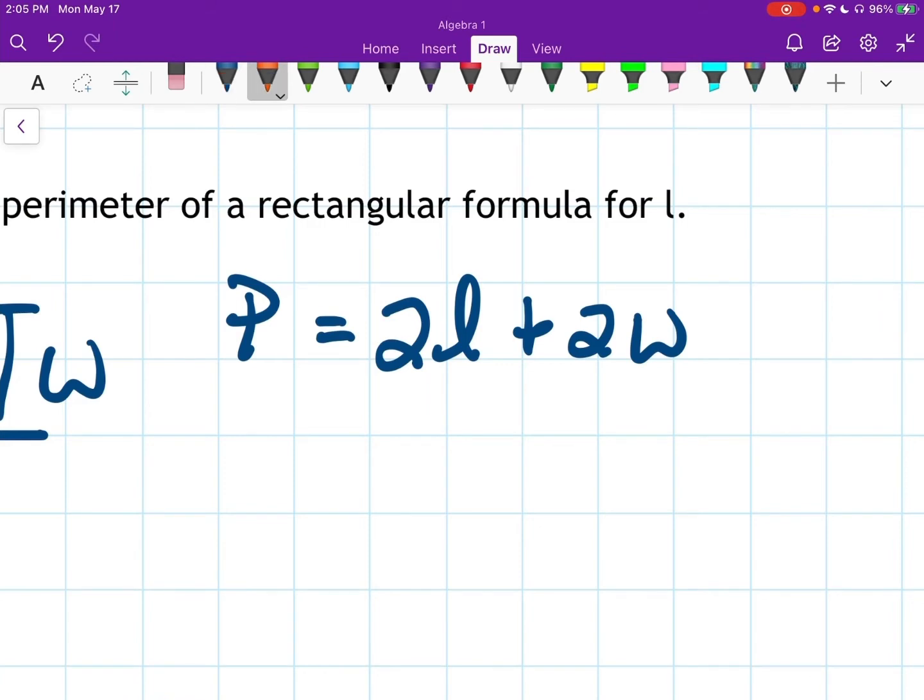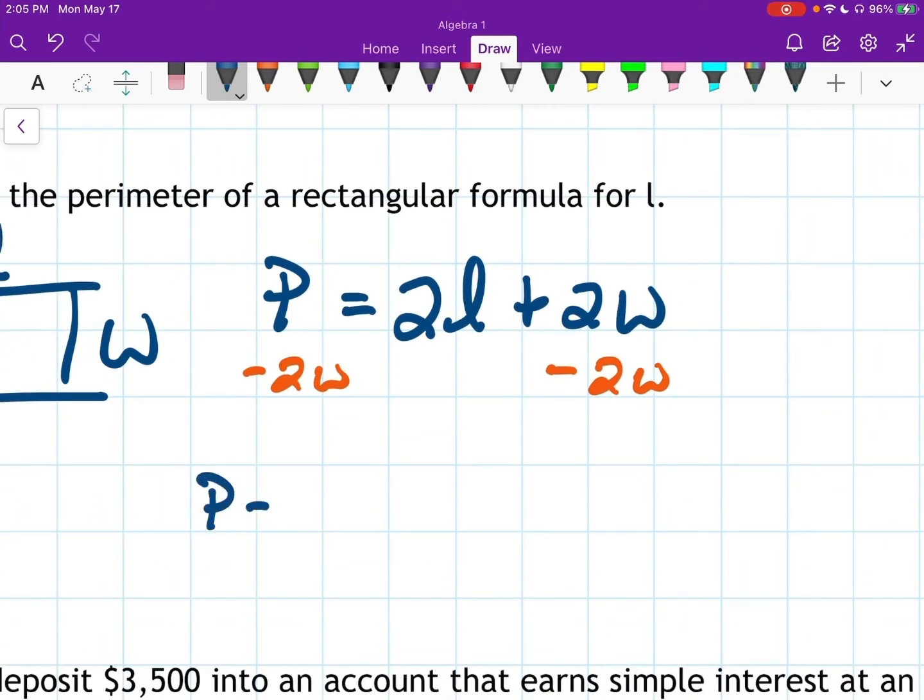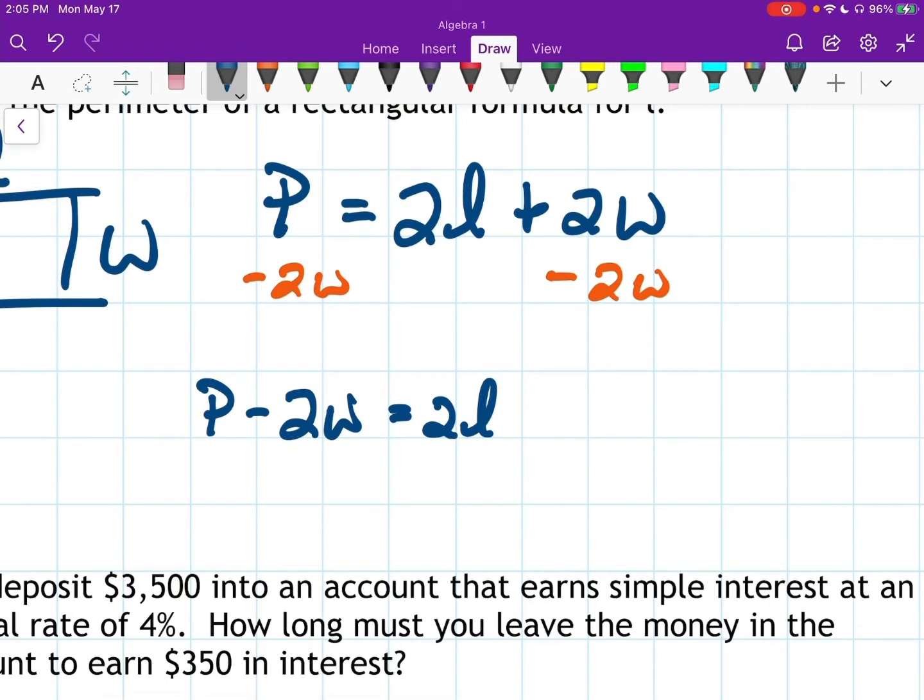So here I'm going to start off by subtracting 2w from both sides. So now I have p minus 2w equals 2l. And then to finish up, I divide by 2. So I have L equals p minus 2w over 2. And that's going to be our answer.